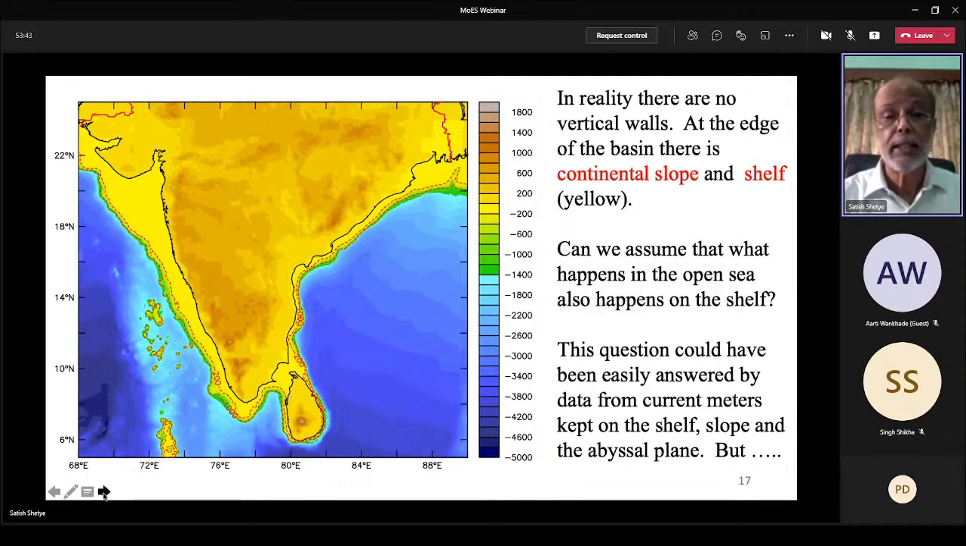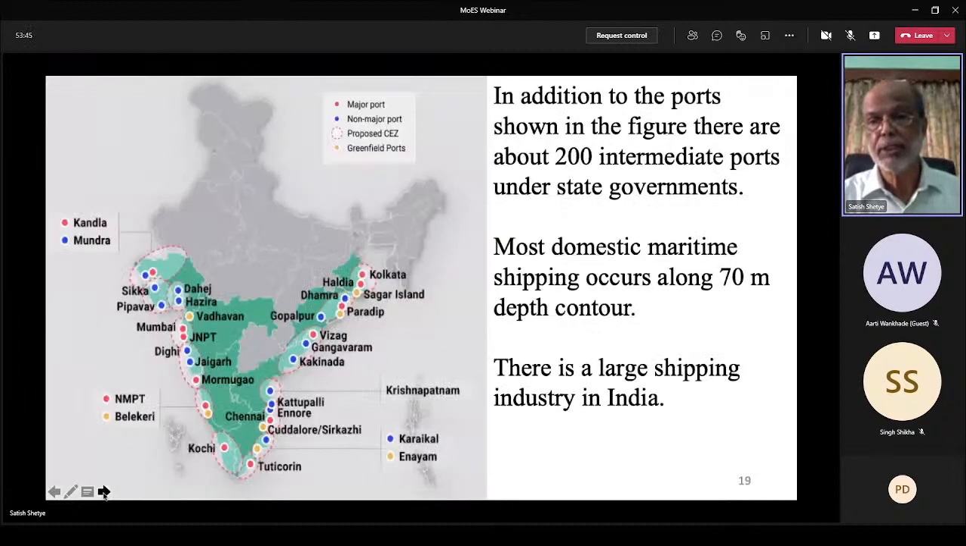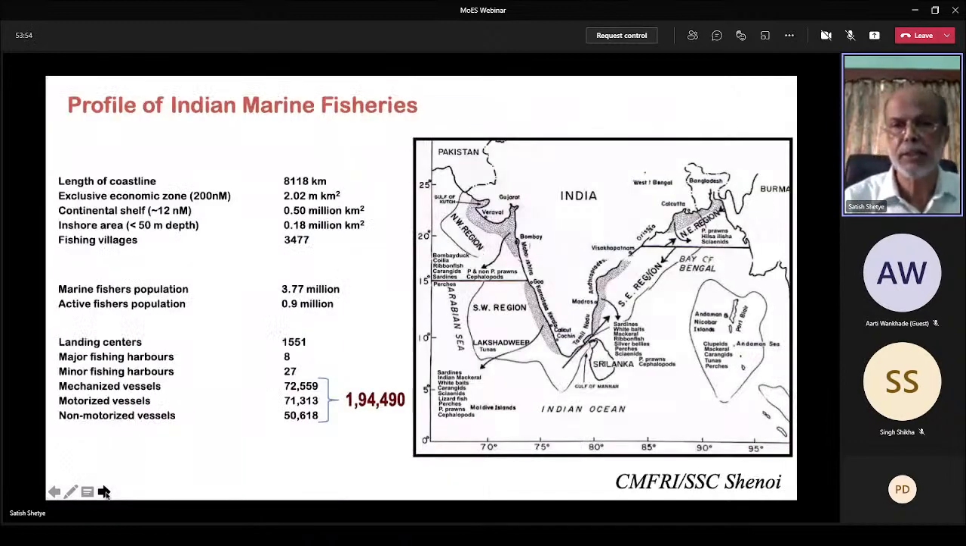More importantly is another activity, which is, we do have a large shipping activity, but even major is the marine fisheries. This is a map which was given to me by Dr. Shenoy through CMFRI, and the numbers that you see here is number of crafts plying in these areas, the stippled areas, which are the fishing grounds, is almost of the order of 200,000 craft of various size.